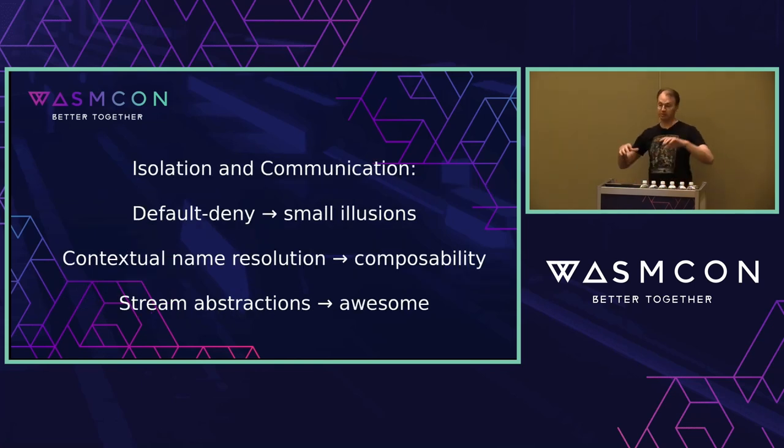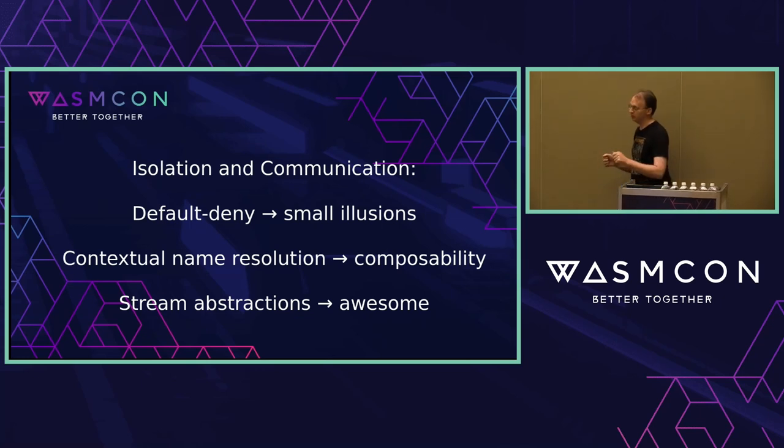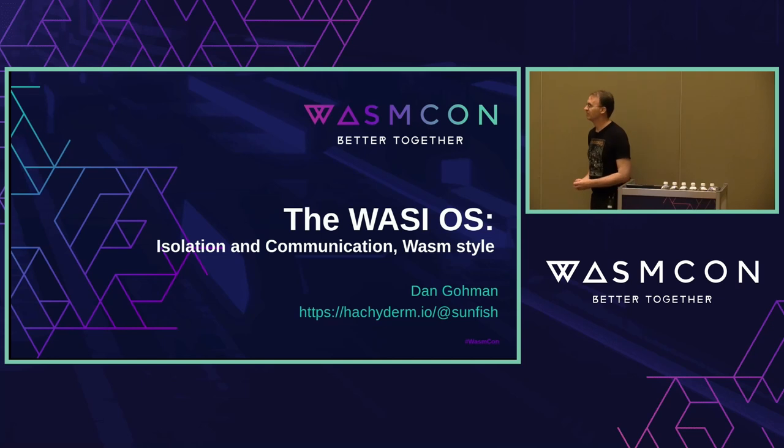All right, and so to completely wrap it all up: isolation and communication. Default deny leads to small isolation, leads to lightweight, leads to scalability. Contextual name resolution, being able to say we don't have a single global namespace we're going to resolve things in. We're going to allow things to be wired up locally without considering the whole system. This is how we get decomposability. And stream abstractions are just awesome. That's the WASI OS.